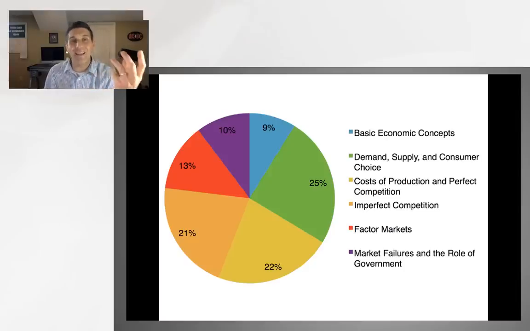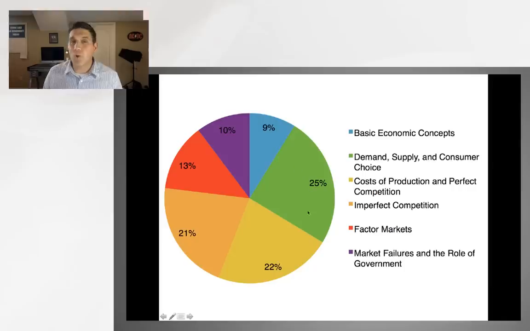Now, I analyzed the multiple choice section, and here's what I came up with. The AP test gives you this information too, an idea of what percent comes from each thing. Basically, Unit 1, Basic Economic Concepts, the way I teach it, is about 9%. So if you understand those concepts, that's awesome. But remember, other units are more important. So as you're reviewing, don't spend all your time on Unit 1.